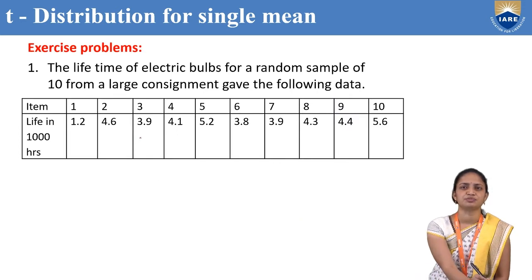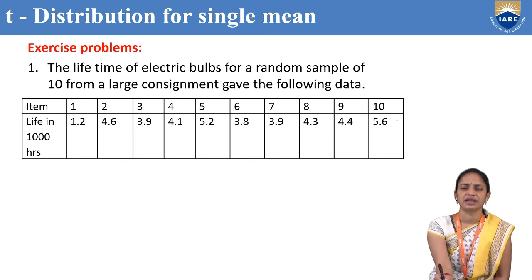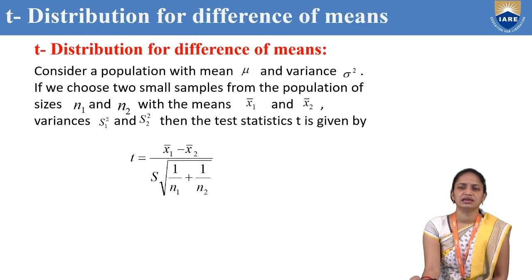So this is our exercise problem for t distribution for a single mean. The lifetime of electric bulbs for a random sample of 10 from a large consignment gave the following data. Items are 1 to 10, and life in 1000 hours is 1.2, 4.6, 3.9, 4.1, 5.2, 3.8, 3.9, 4.3, 4.4, 5.6. We have to use the t-test for single mean.